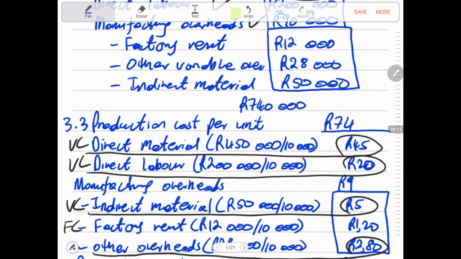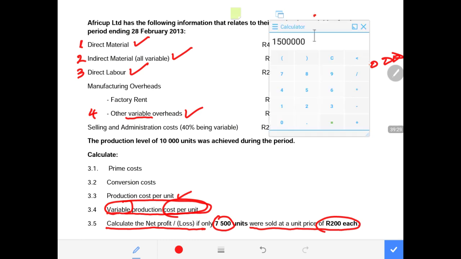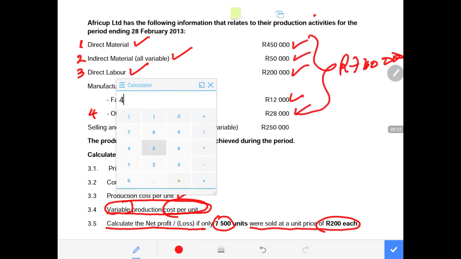Where was this production cost coming from? Let me clarify that. Material, direct and indirect labor, plus the manufacturing overheads. The sum of this gave us the amount of 740,000 rands. Let us prove that so that we are all on the same page. 450,000 rands plus 50,000 rands plus 200,000 rands plus 12,000 rands plus 28,000 rands. This is the production cost in total. The total cost of production is 740,000.